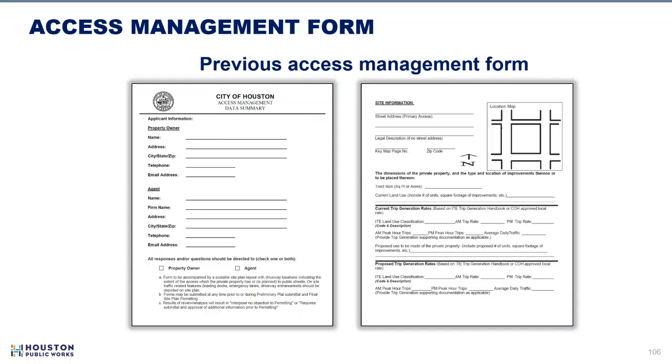This pre-access management form is used as a pre-TIA form. So it really determines the access points for development, but we also look at it to say, okay, do you have enough trips generated by your development to trigger a TIA? Do we need to take a closer look at this?